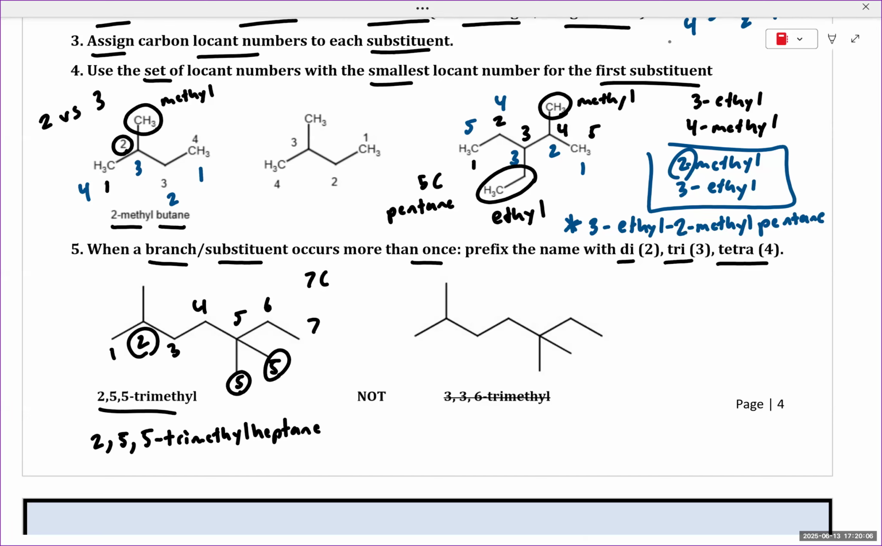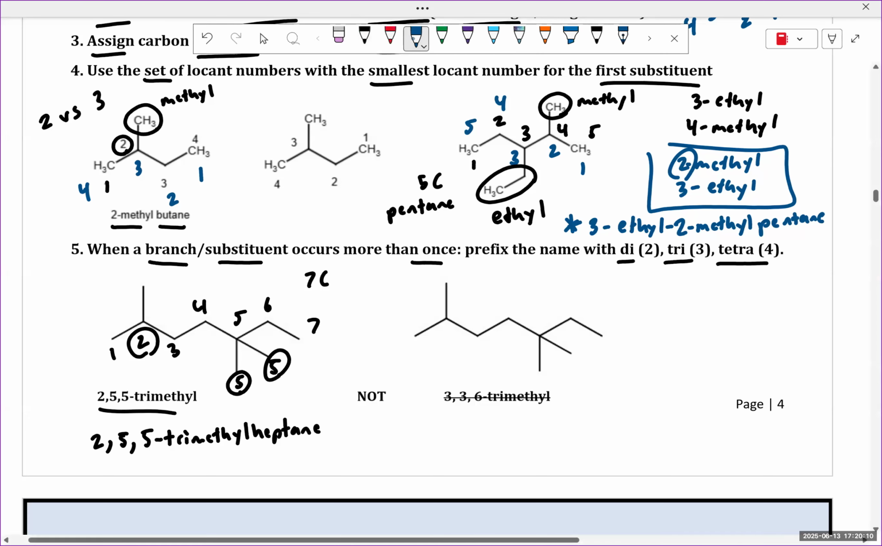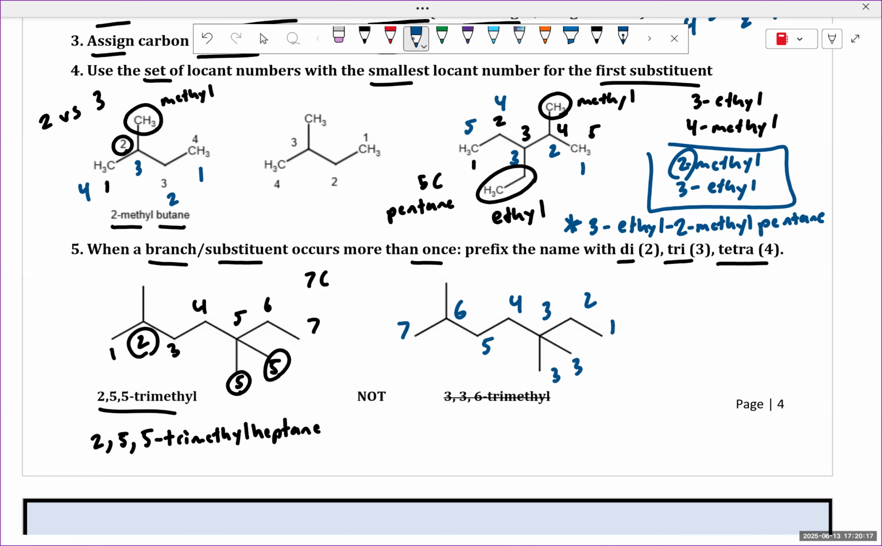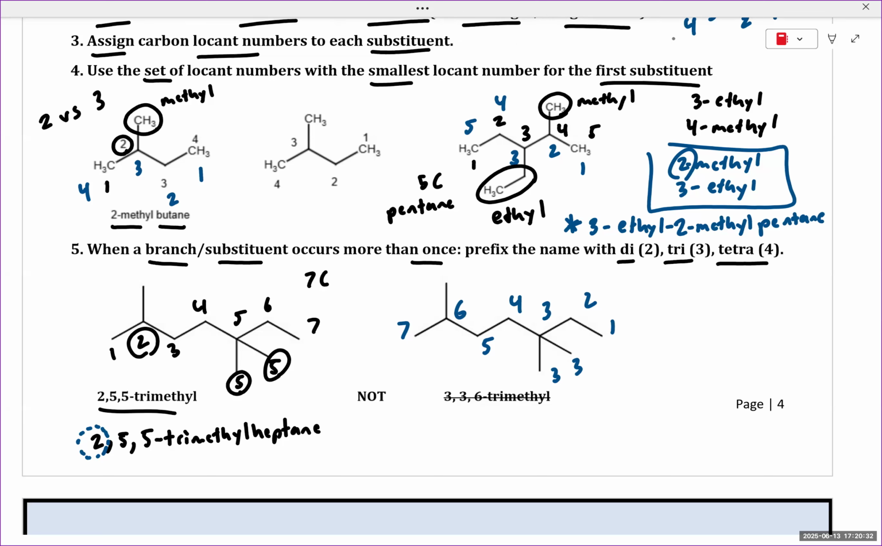Now, notice, part of the reason why we named this as 2,5,5 instead of 3,3,6 is because 2 is the smallest starting locant number. And when we pick carbon locant numbers, we choose the set of locant numbers with the smallest locant number for the first substituent. And 2 obviously is less than 3.